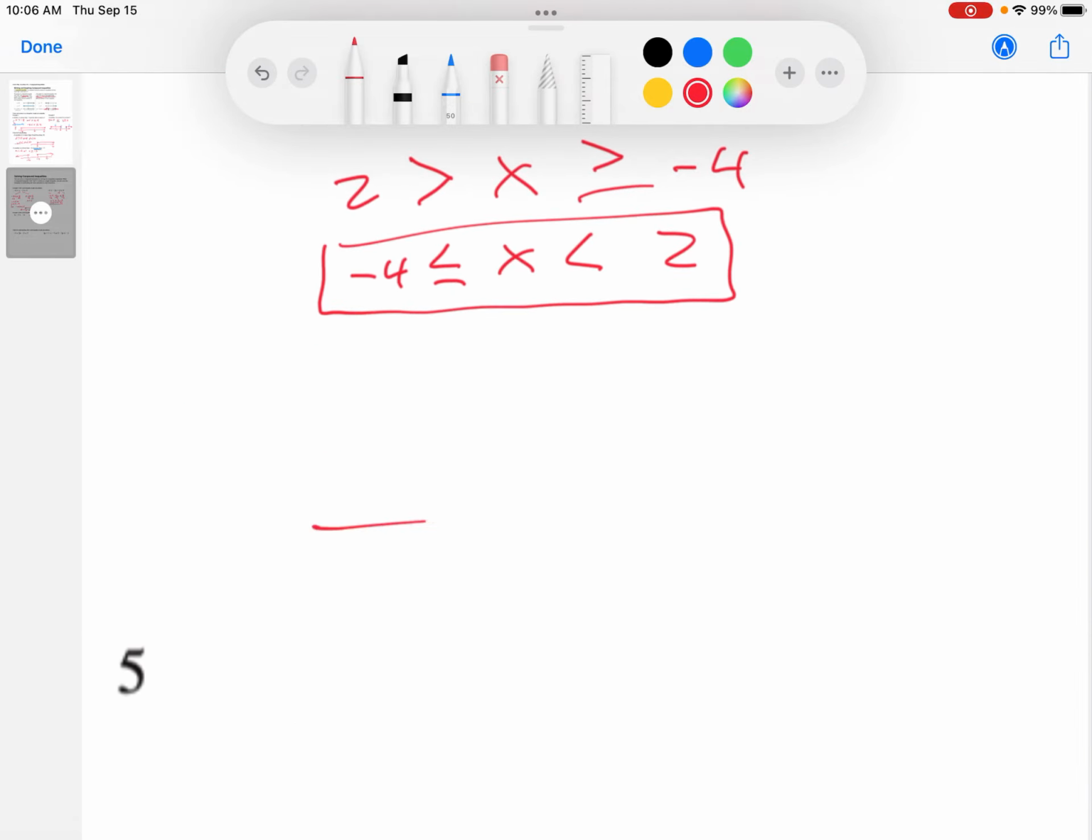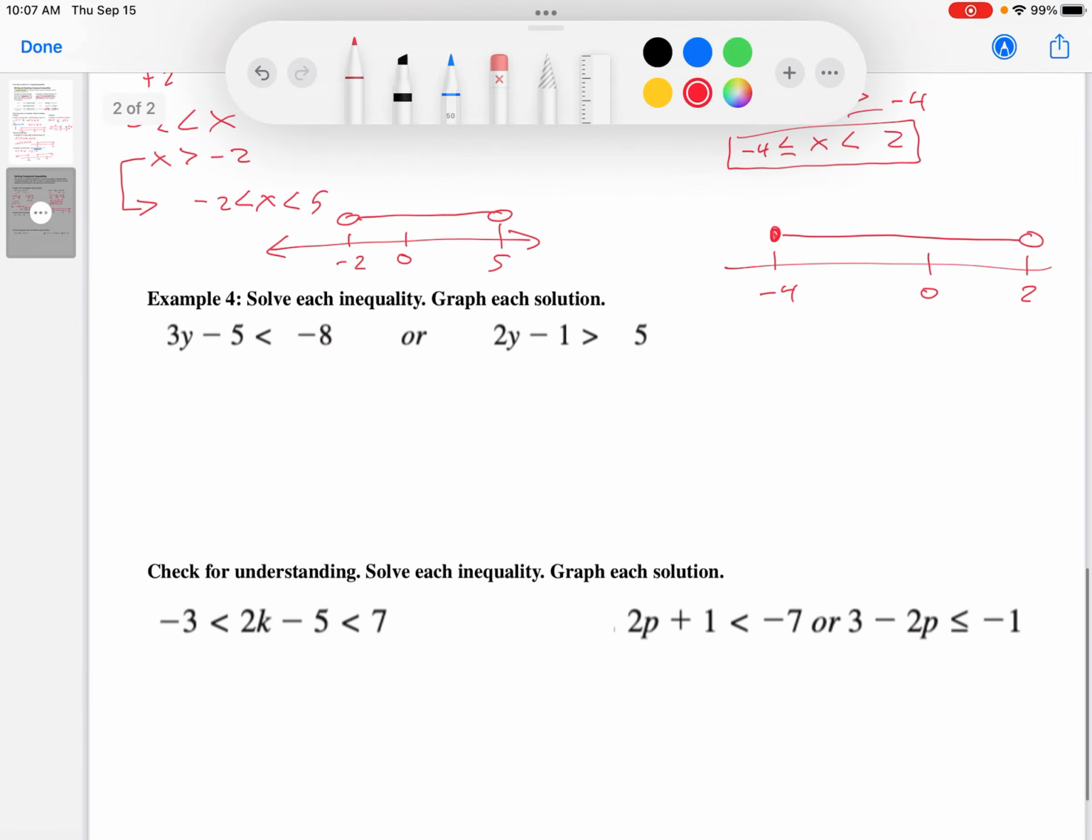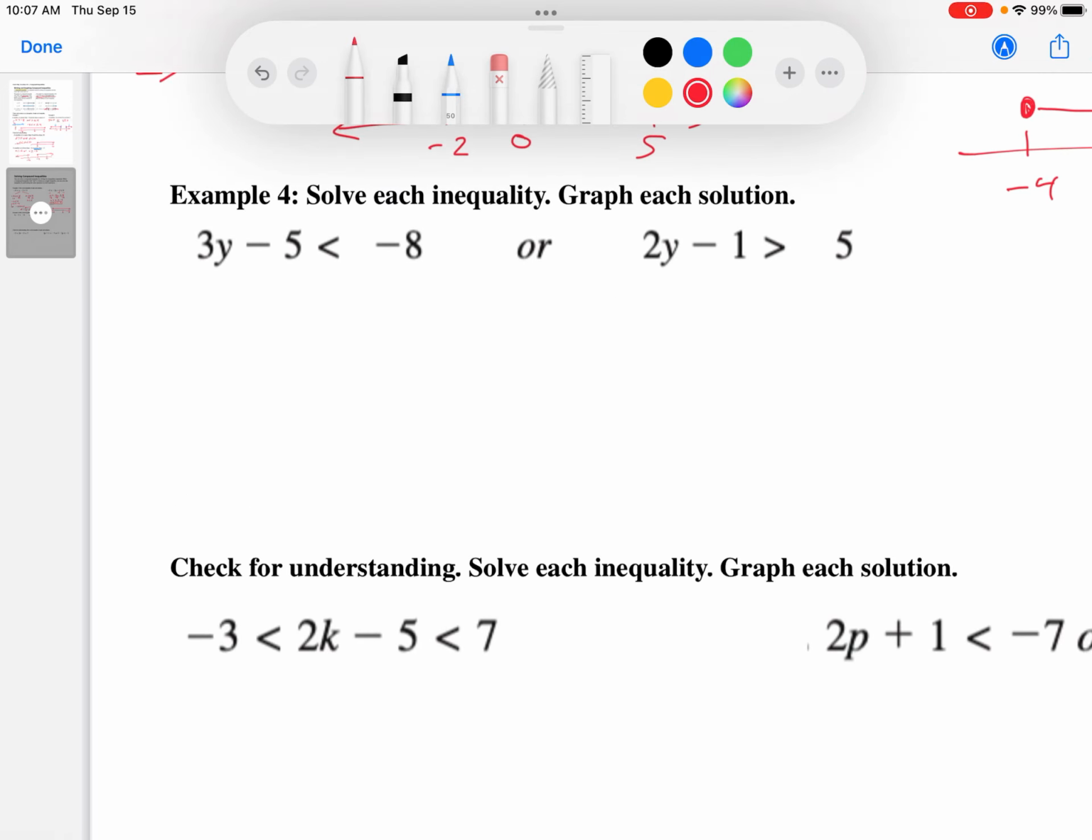Now that you've done that, you can go to a number line and you can graph it. So it should be a closed circle on -4 and an open circle on 2. Connect those points and you have your graph. All right, I would like you to pause the video and see if you can solve example 4 on your own.